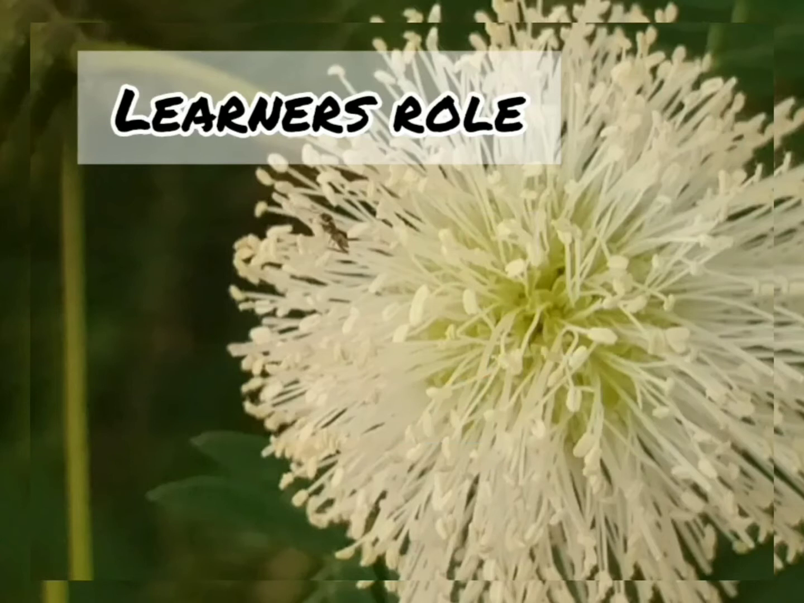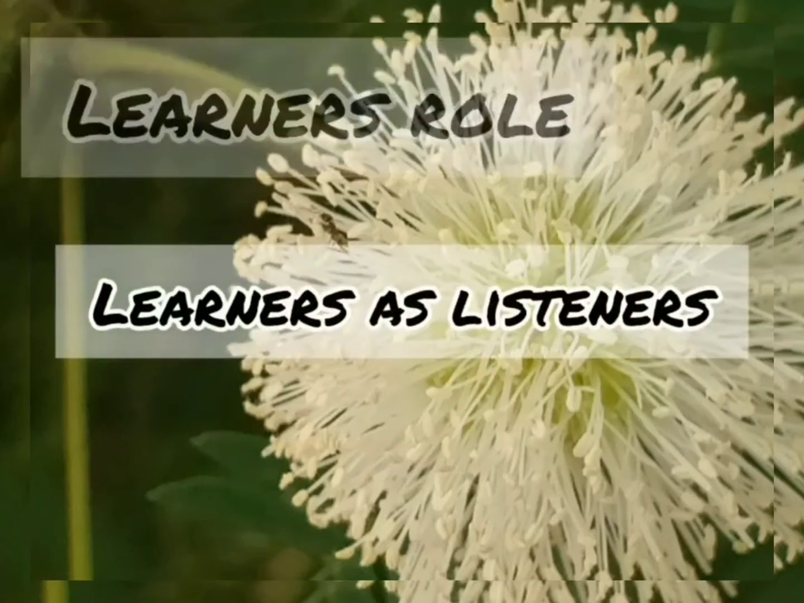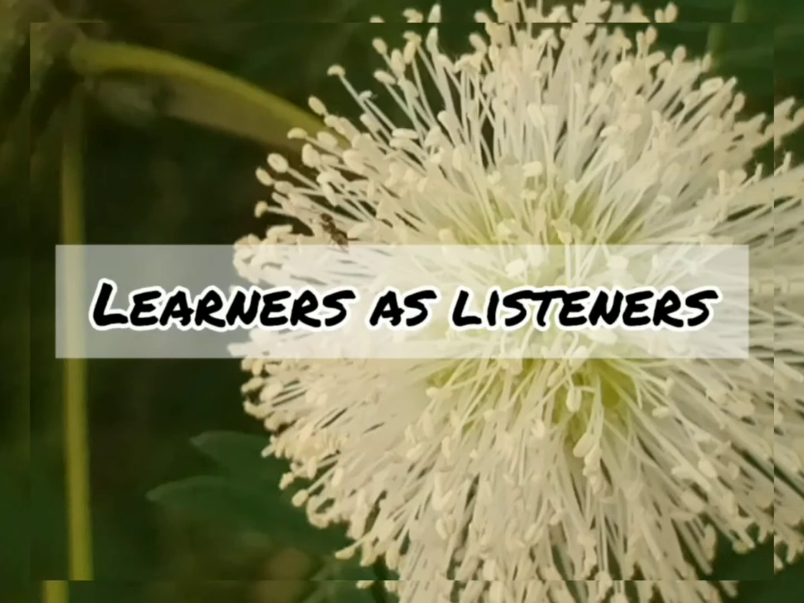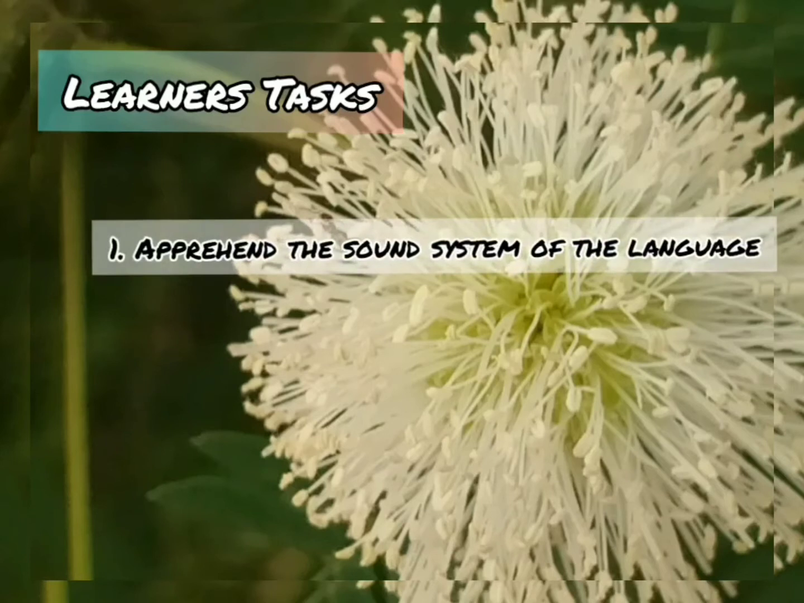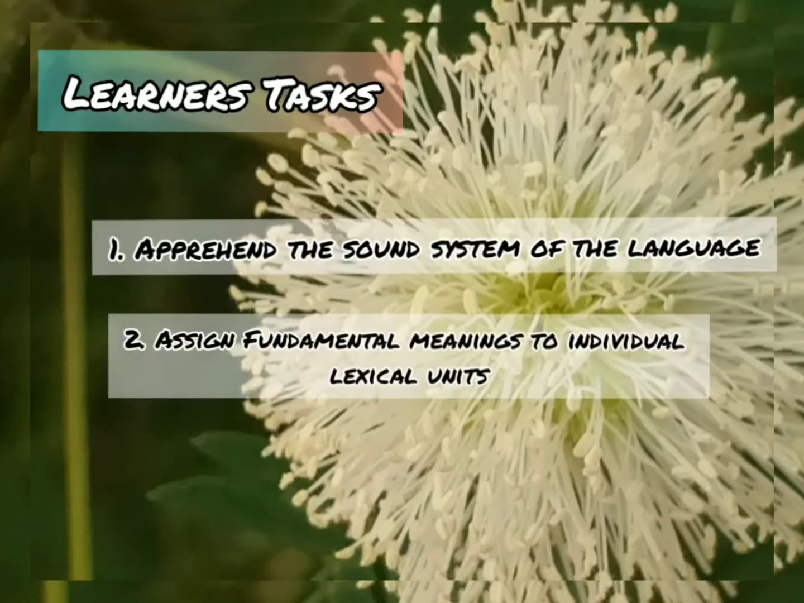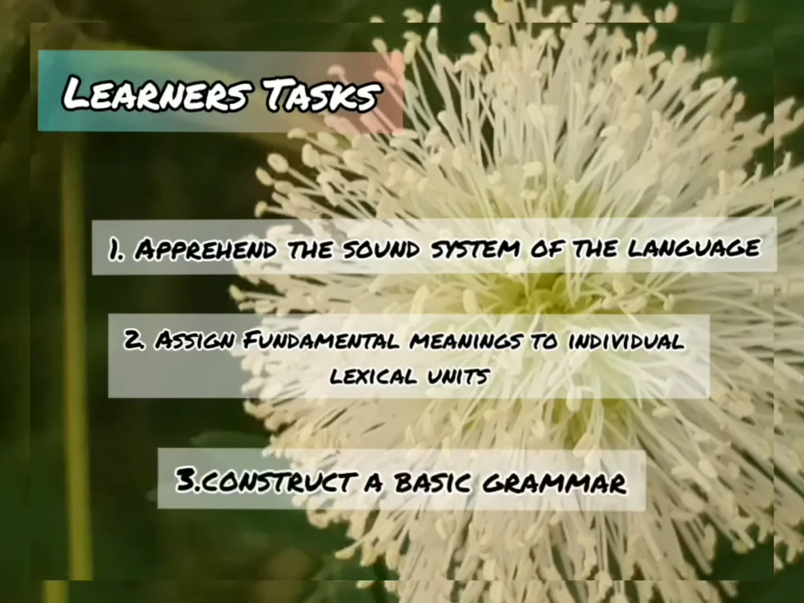So the other learner's role is the learners as the listener, because in community language learning, learners are expected to listen attentively. The learner's task is to apprehend the sound system of the language, assign fundamental meanings to individual lexical units, and construct a basic grammar. So we can say that the learner's tasks in community language learning have resemblance to the natural approach to language learning. So, learners are not expected to speak until they have achieved some basic level of comprehension.